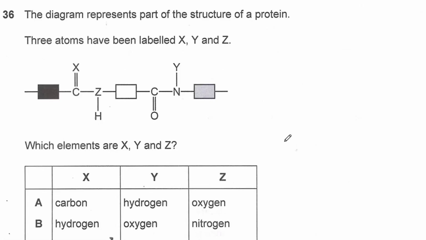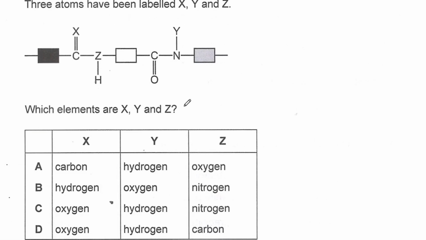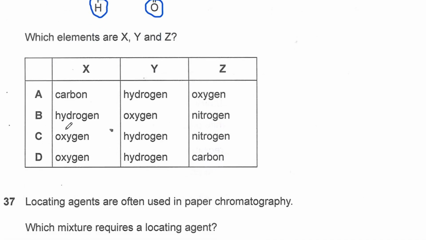Next question, question 36. The diagram represents part of the structure of a protein. 3 atoms have been labeled X, Y, and Z. So we have it here, X, Y, and Z. Which elements are X, Y, and Z? If you look at it, it's a polymer, so it's a repeat unit. The X here will be oxygen, just like the oxygen here. The Y is going to be hydrogen, like this. And then the Z is going to be nitrogen, just like this here. So therefore, X is oxygen, Y is hydrogen, and Z is nitrogen. So the answer is option C.